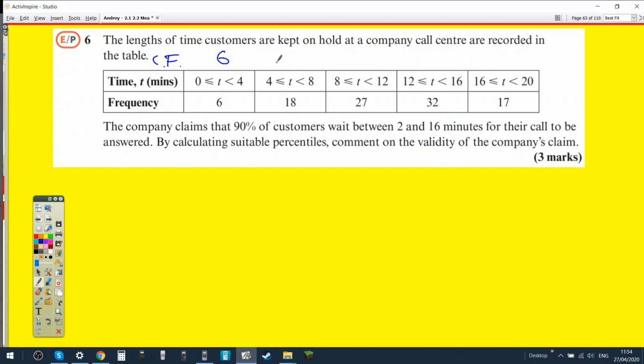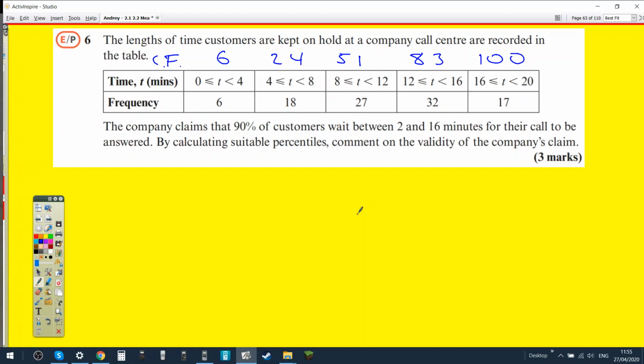So you need to do 90% of the cumulative frequency. So 83 and then 100. But the company claims that 90% of customers wait between 2 and 16 minutes. We have to work in reverse for this. They tell us 2 and 16 minutes because it's not the 90th percentile, it's the middle 90. Like there's 90 between it. So any idea how you do that one?